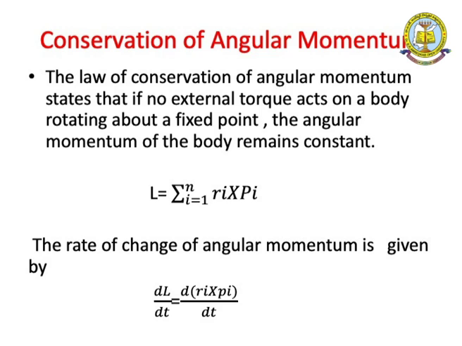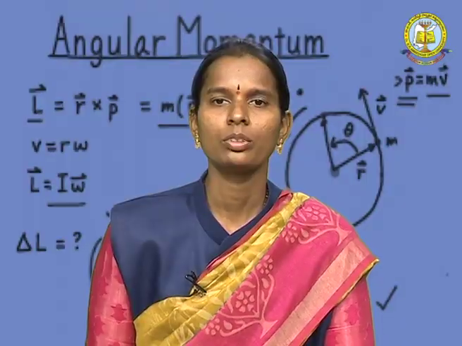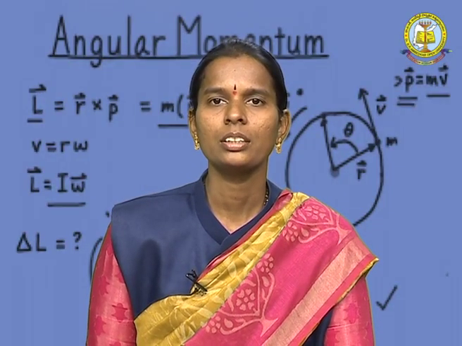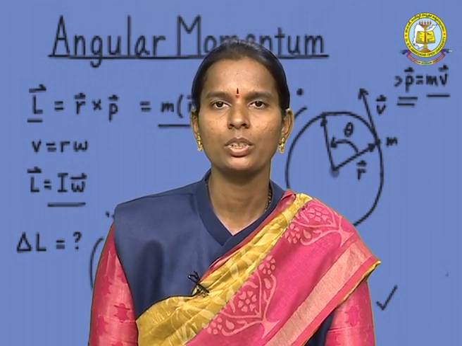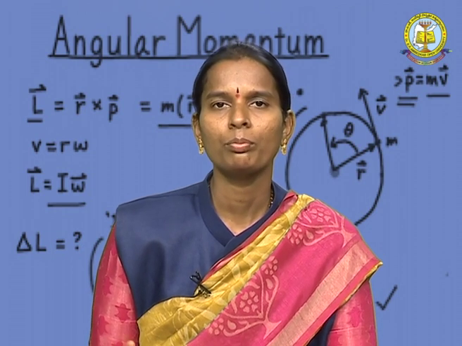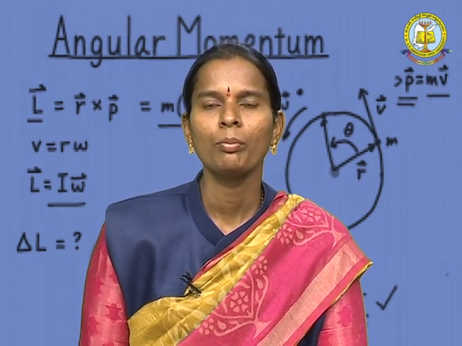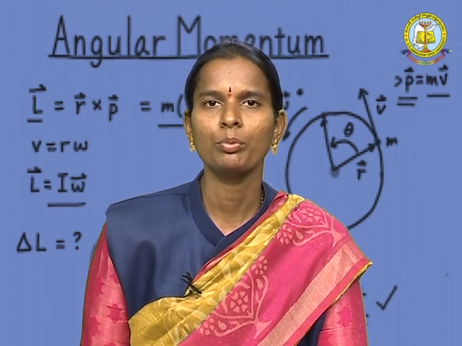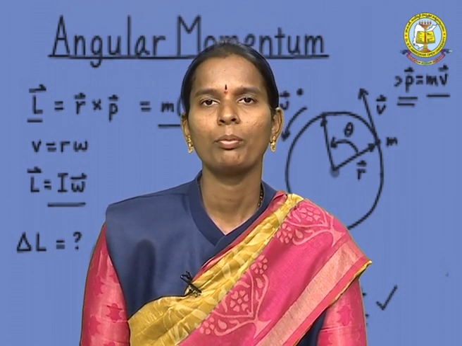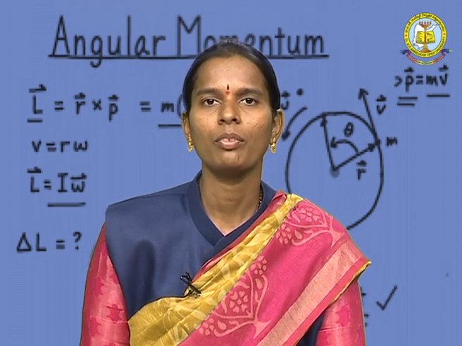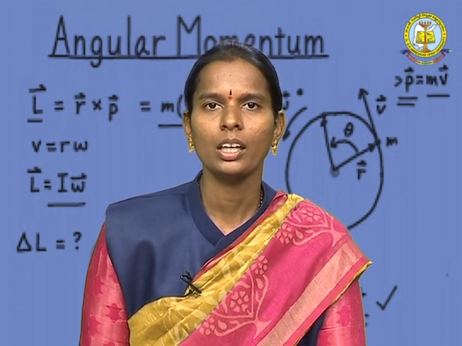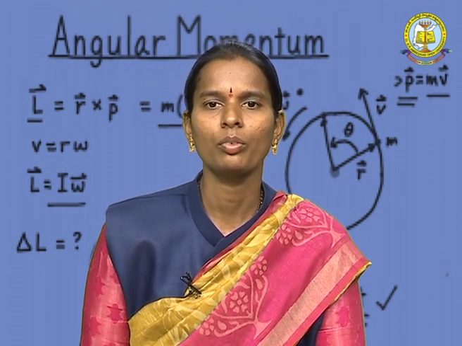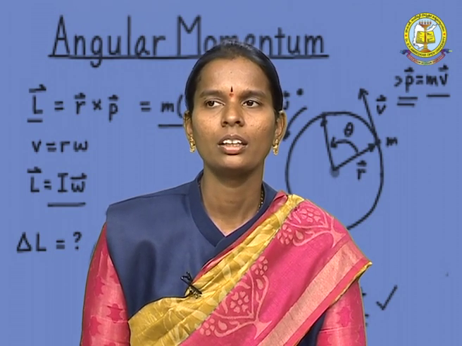Consider a number of particles, p1, p2, up to pi. One particle is at position vector r1 from the origin O, another particle is at position vector r2, and so on up to r3 and ri. So the angular momentum L is equal to r cross p, that is, L is equal to the summation from i equal to 1 to n of ri cross pi.